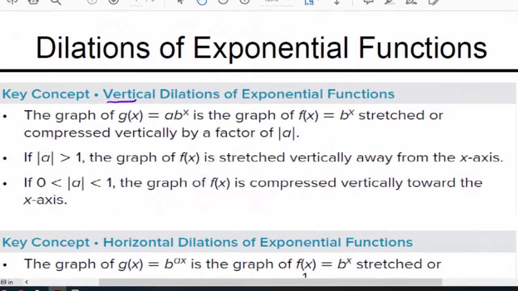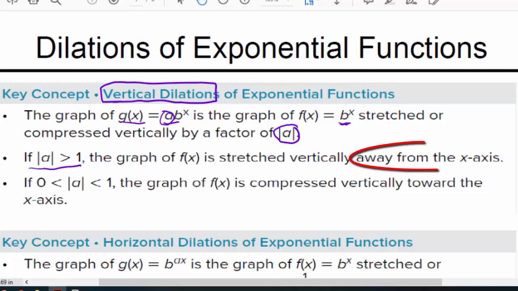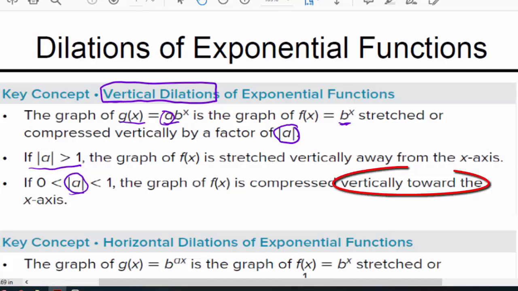The first kind of dilation is a vertical dilation. This is happening directly on the y values. So the graph of g of x, which is a b to the x, is the graph of f of x, with just b to the x. Notice the only difference is the a that's over here. It will be stretched or compressed vertically by a factor of the absolute value of a. So if the absolute value of a is bigger than 1, then the graph gets stretched vertically. If the absolute value of a is between 0 and 1, then it gets compressed vertically towards the x-axis.